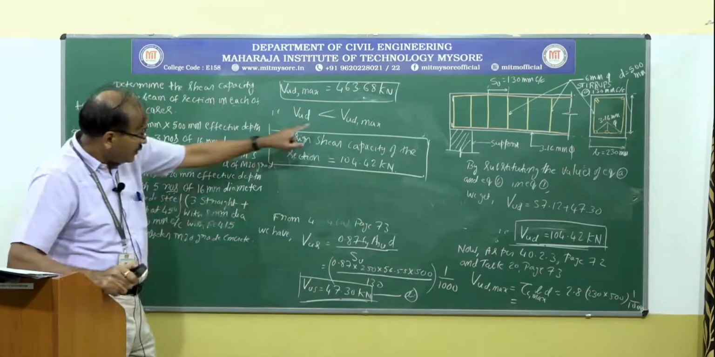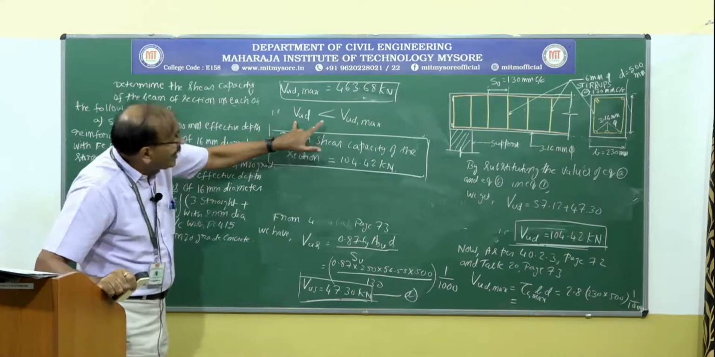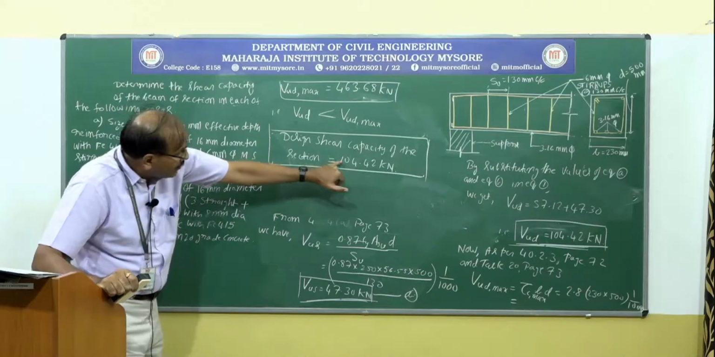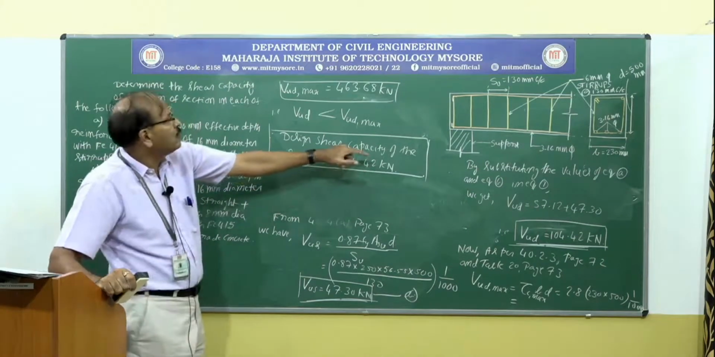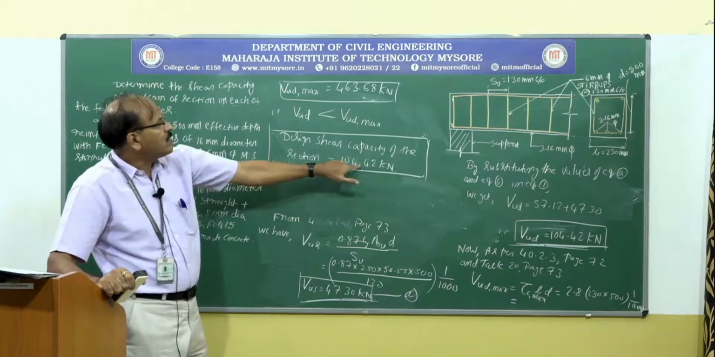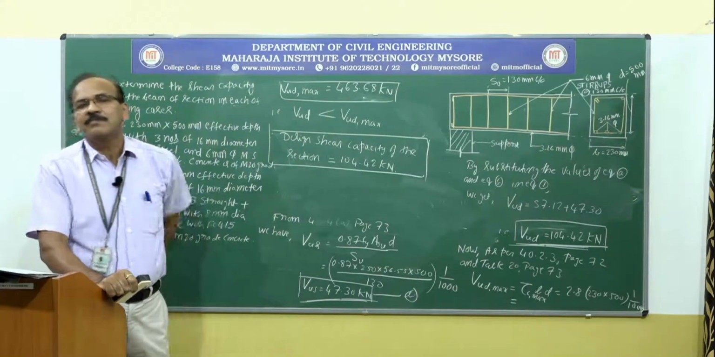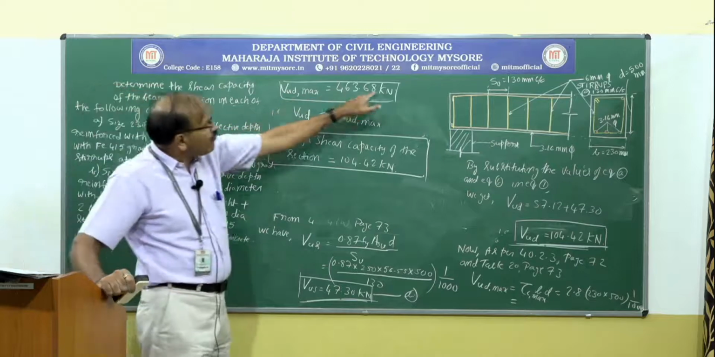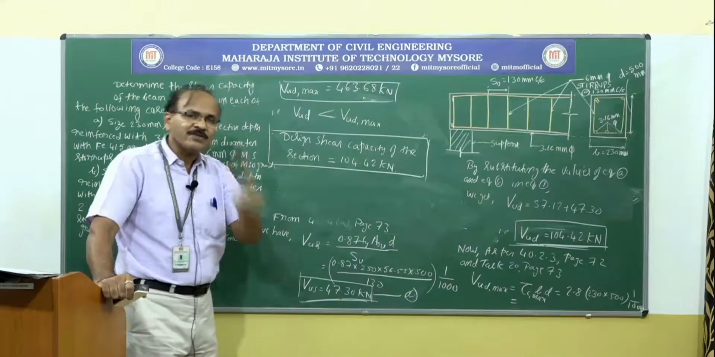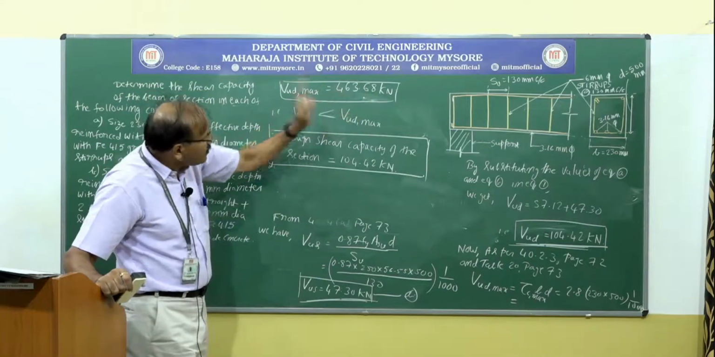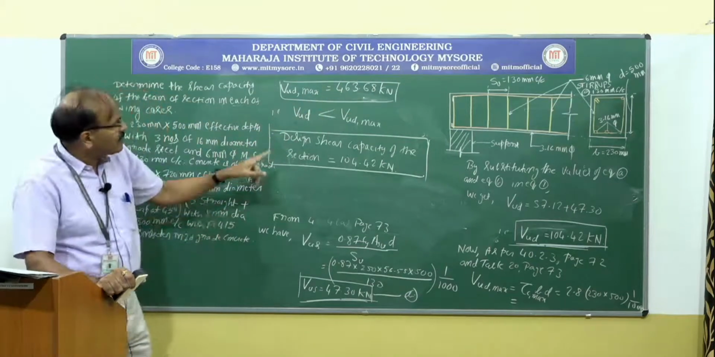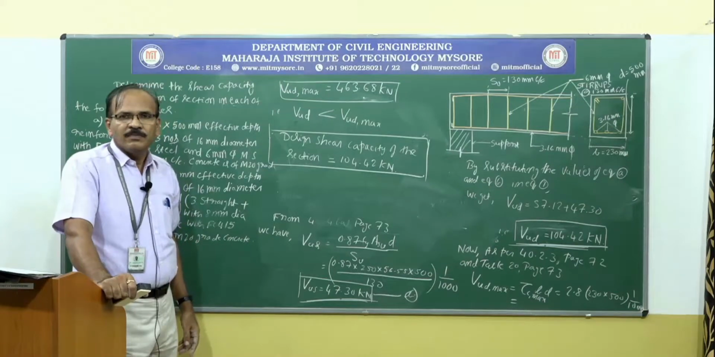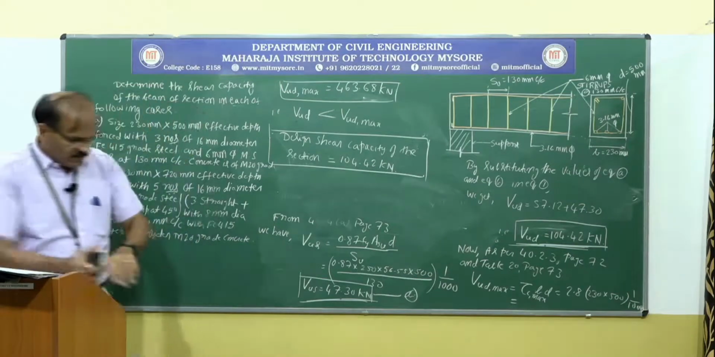I repeat, in case VUD value exceeds VUD max, that means instead of 104.42, if this value becomes say 470 kilonewton, then 470 is greater than 463.68. In such cases, you take 463.68 kilonewton as the VUD value. Is it clear?